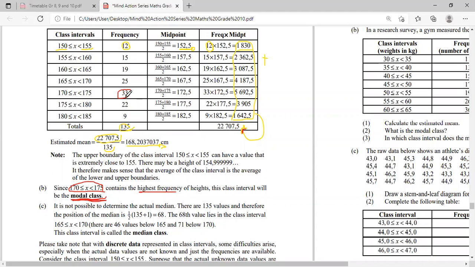So the answer will be 170 ≤ x < 175. Questions on modal class?